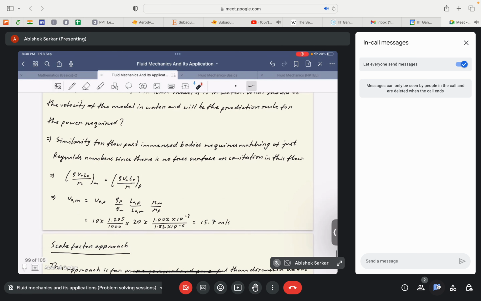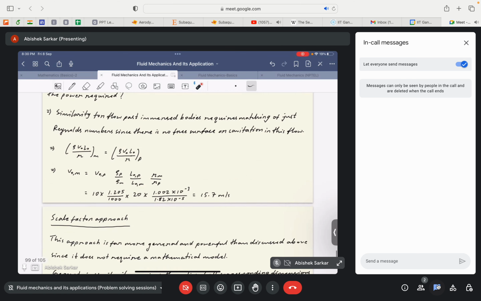Okay, and experiments show that this matching of Reynolds number would give very good results, and that's why the author suggests that matching of Reynolds number can be done in the case of flow past immersed bodies where there is no cavitation. Okay? So since there is no cavitation, we match the Reynolds number, and we see that rho_m V_m L_m by mu_m for the model should equal rho_p V_p L_p by mu_p for the prototype. And since the fluids are different in this case, we need to deal with different rho_p by rho_m and mu_p by mu_m.